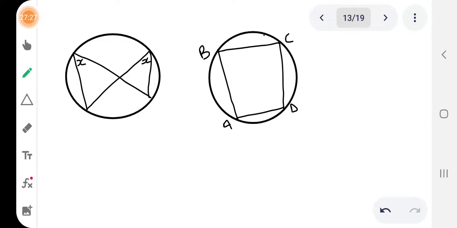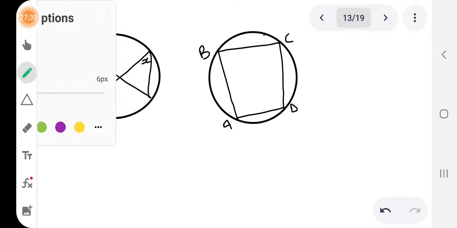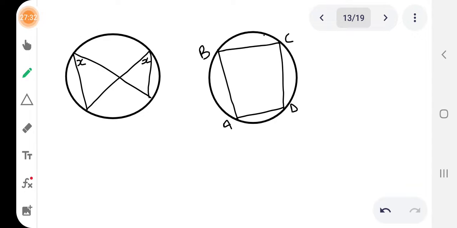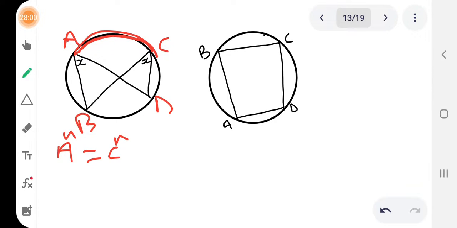So let's come to this one. This one is simply saying that, okay, let's take this as A, this is B, C, D. It's simply saying that angles subtended by the same arc. Remember, this is an arc. Angles subtended by the same arc, which is x. Therefore, in this case, angle A will be equal to angle C. Your reason is going to be angles subtended by the same arc, and also this one is an arc.